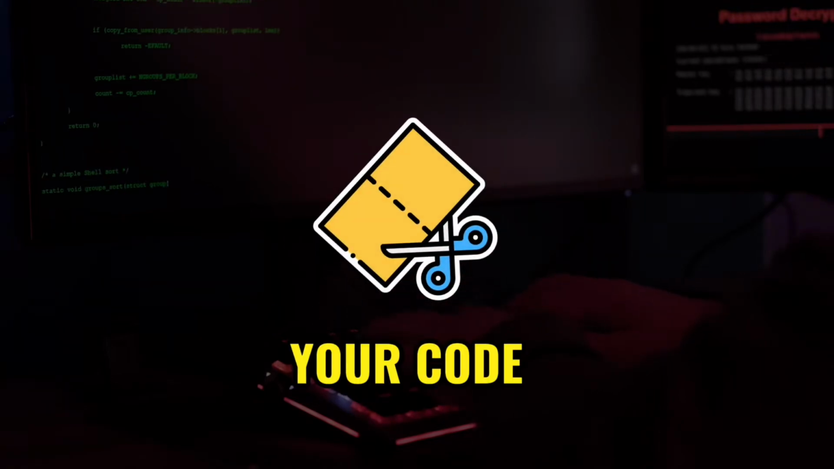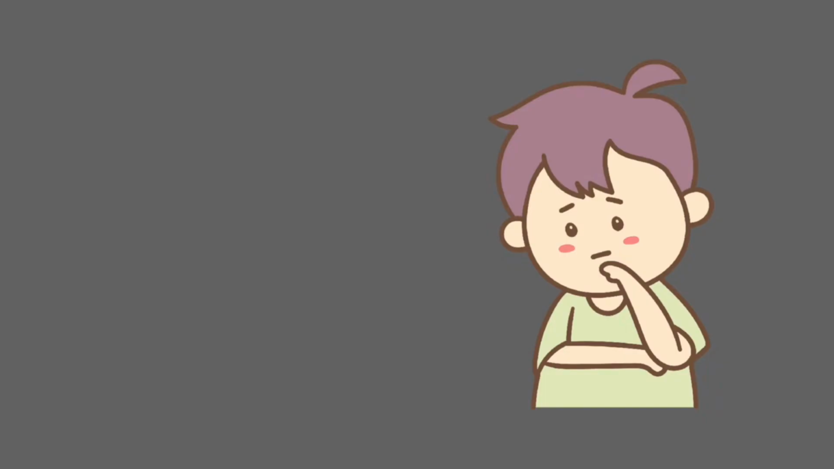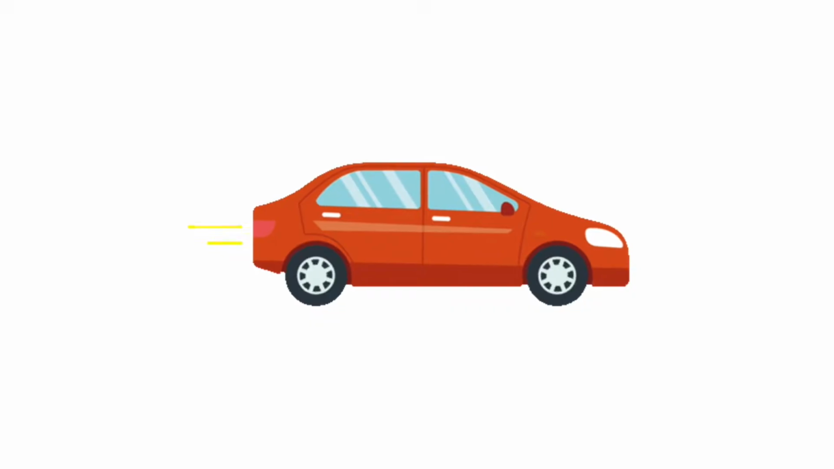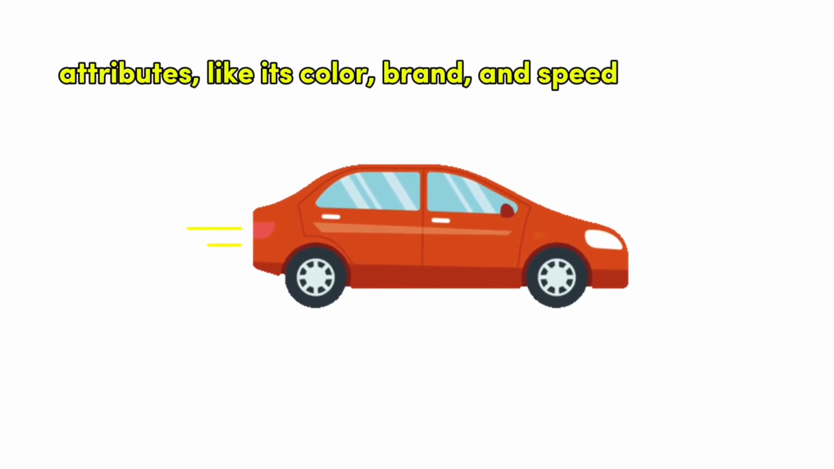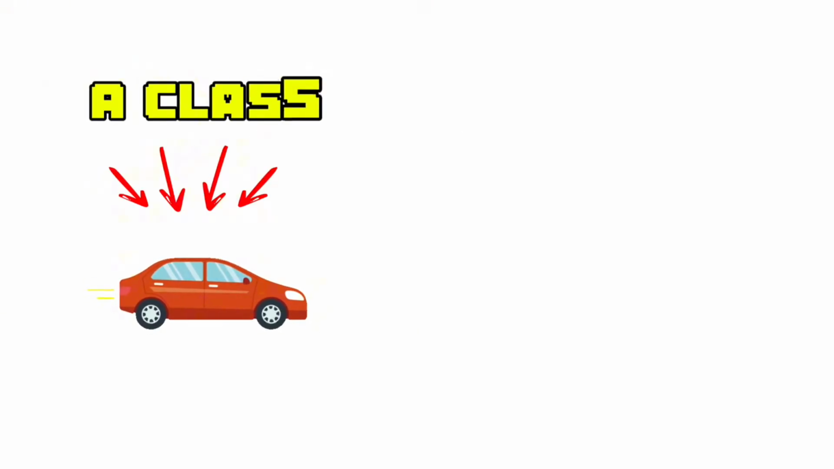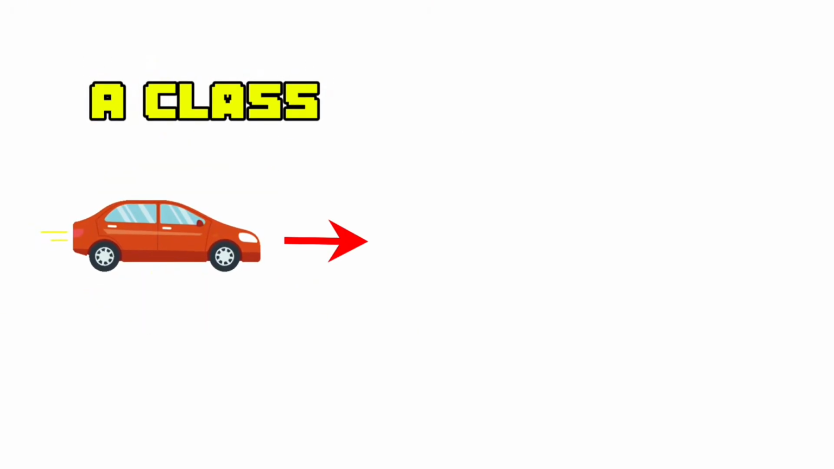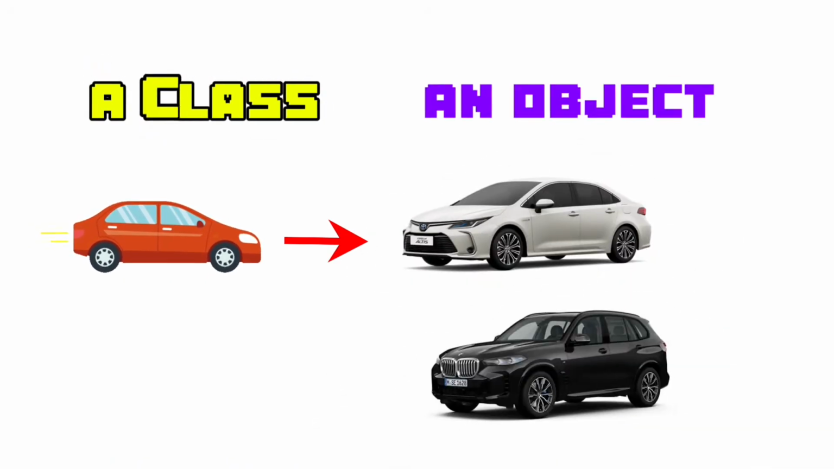Instead of writing your entire program as one long list of instructions, you break it down into smaller, reusable components called classes and objects. For example, think about a car in real life. A car has attributes like its color, brand, and speed. It also has behaviors like starting, accelerating, or stopping. In OOP, we can represent this car as a class. Each car we create, say a Toyota or a BMW, becomes an object of that class.